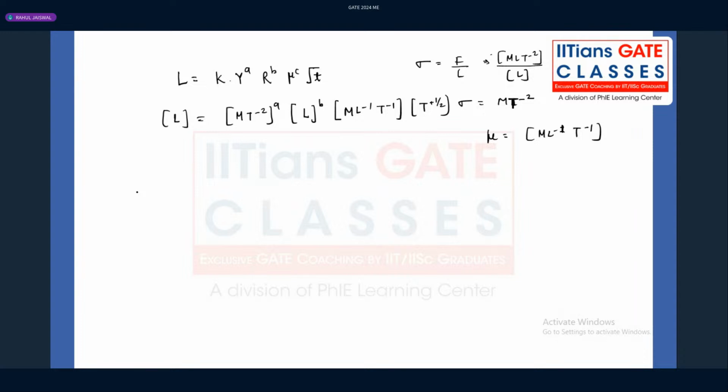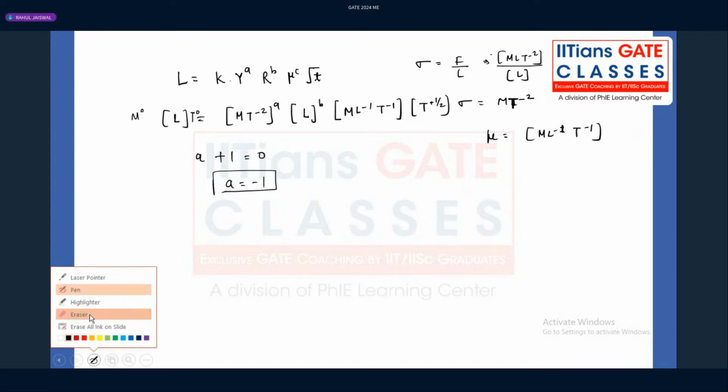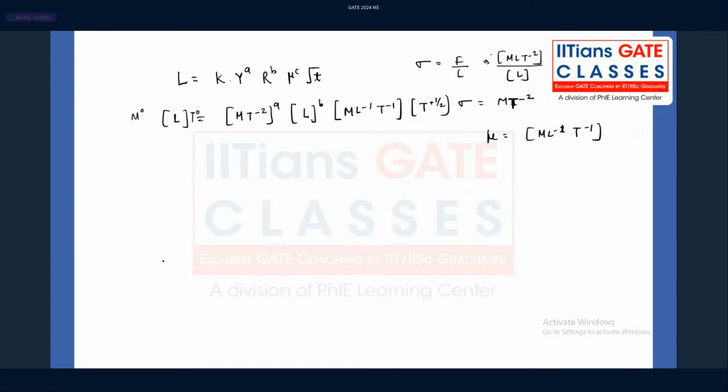If you compare the dimensions of M, on the left-hand side it is 0, M to the power 0, T to the power 0. So what can we write here, guys? a plus c is equal to 0. That is equation number 1. If you compare the dimension of L, b minus c is equal to 1. That is the second equation. And if you compare the dimension of T, which is nothing but minus 2a minus c plus half, that is equal to 0.